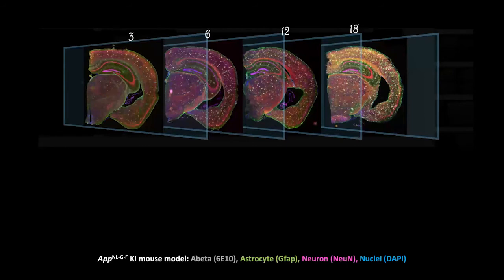To allow us to do this, we need a technology with a global transcriptomic profile and spatial information. The traditional way we look into spatial information is immunohistochemistry. We start our study from the mouse model, the APP NL-G-F knock-in mouse. Here you see the forebrain coronal section from 3 to 18 months of age.